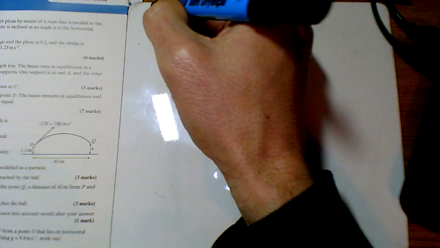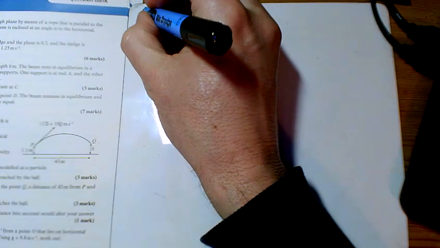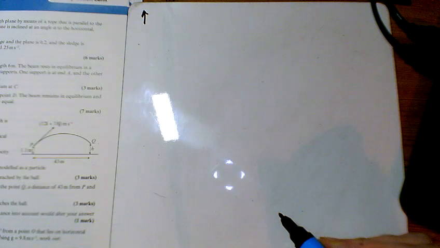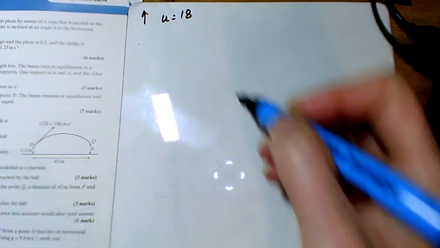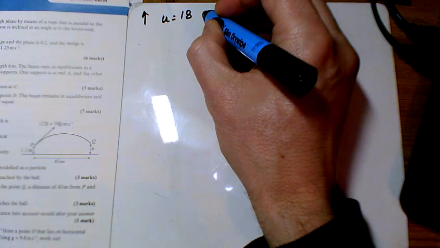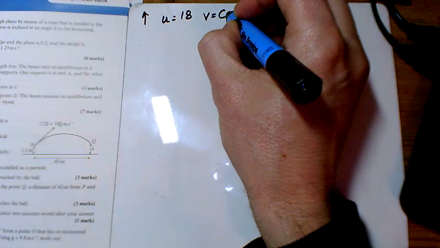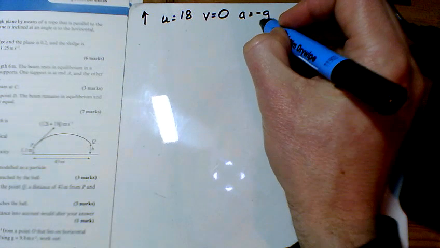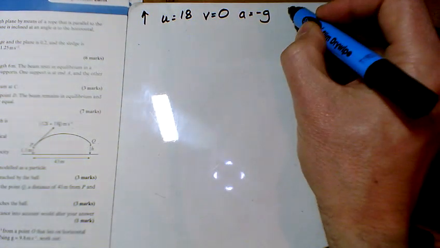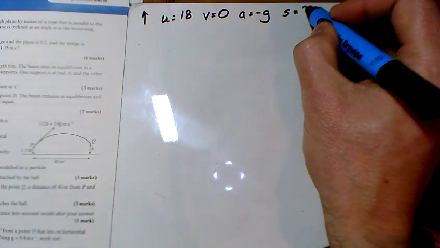Question 39 looks quite similar to the last one, actually, doesn't it? So we'll start by looking at the vertical parts of this, because it starts at 18 meters a second. That's the j part of it. At its highest point, v, of course, is equal to 0. The acceleration is minus g, and we want to know when it gets there.